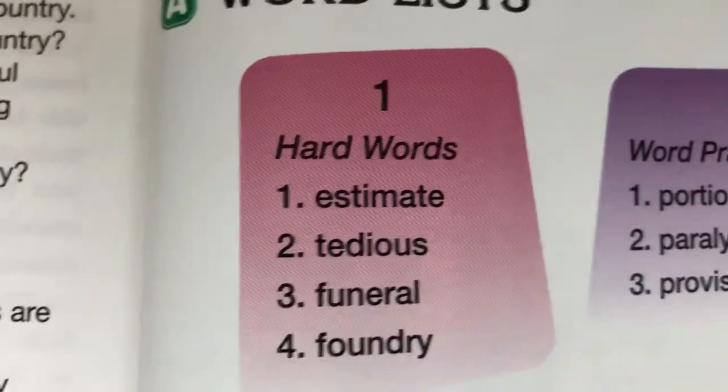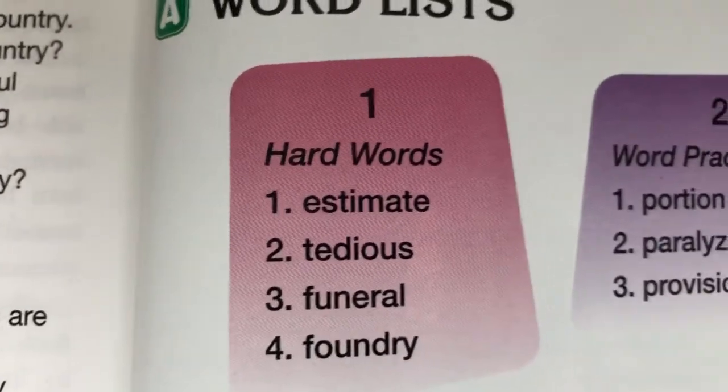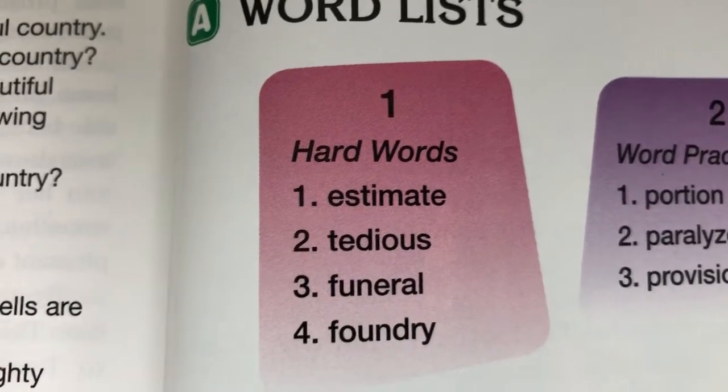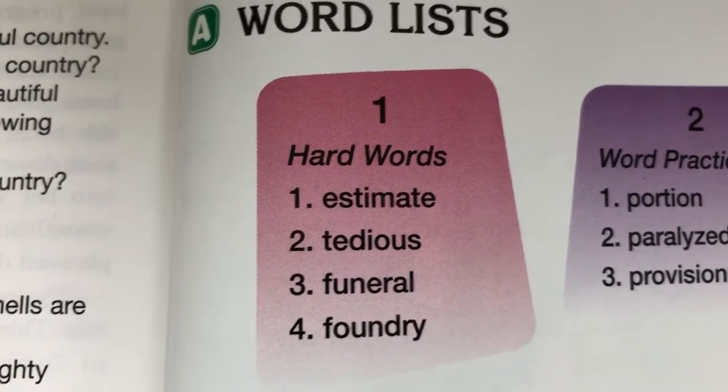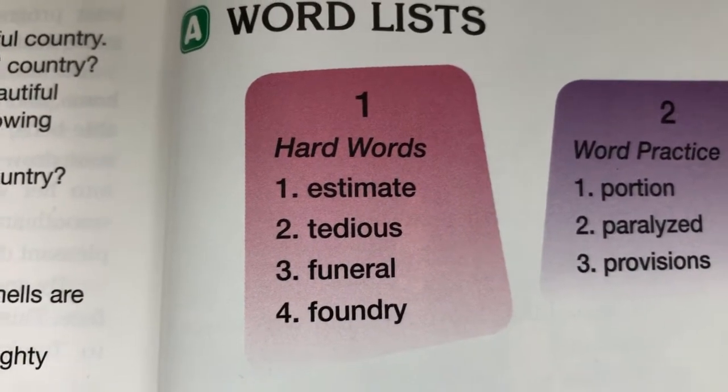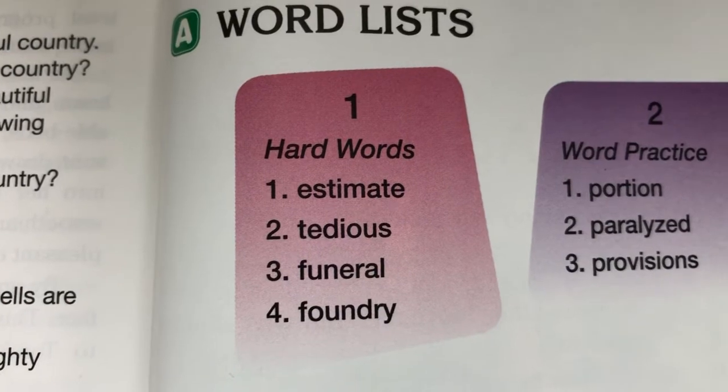Reading Lesson 116, Video Part 1. Column 1, Word 1. Repeat after me. 1. Estimate. 2. Tedious. 3. Funeral. 4. Foundry. Let's go through these again.